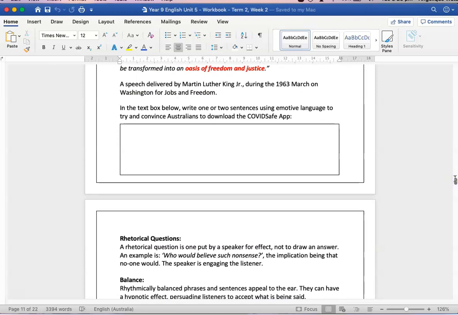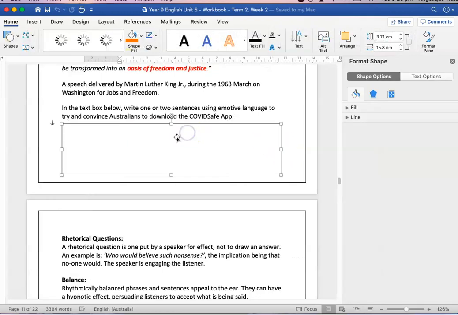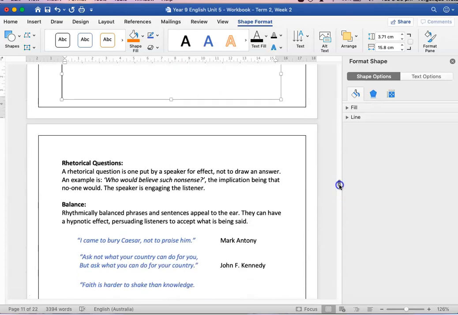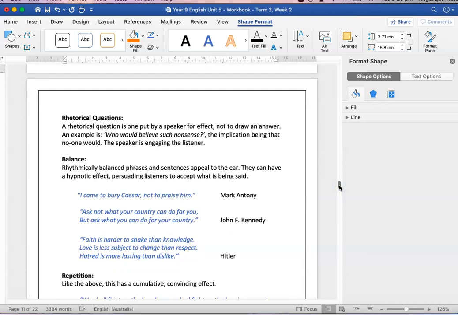So you can either pause this video at this point and type in your text box. I'll just quickly show you how to do that, as some of you have had some trouble typing in your text box. In the text box below, write one or two sentences using emotive language to try and convince the Australians to download the COVID Safe app. Click in the text box and write your answers in there, like that. Or you can do that after this video.